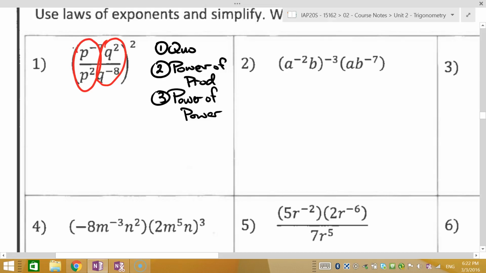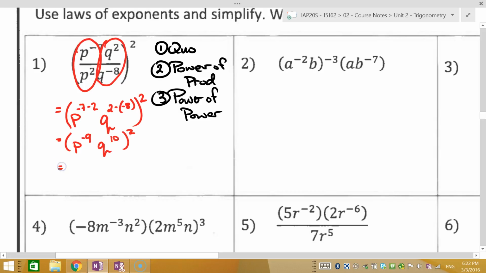And so, I won't change my color just yet. That leaves me with, in brackets, P -7 minus 2 and Q 2 minus -8. Now that square is still on the outside, so I leave it there. And that simplifies to P -9 and Q of 10 squared. Distributing it, I've got P to the -9 squared and Q to the power of 10 squared. Okay, and that's my power of product rule.